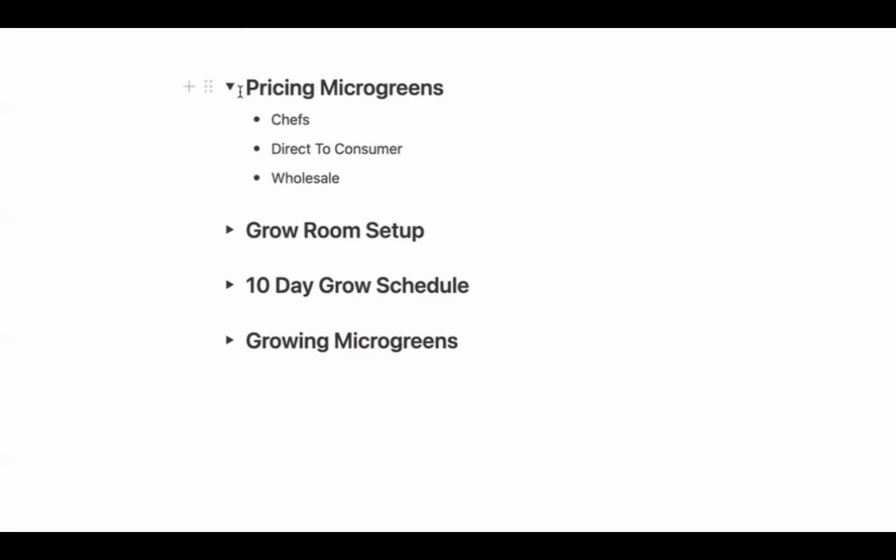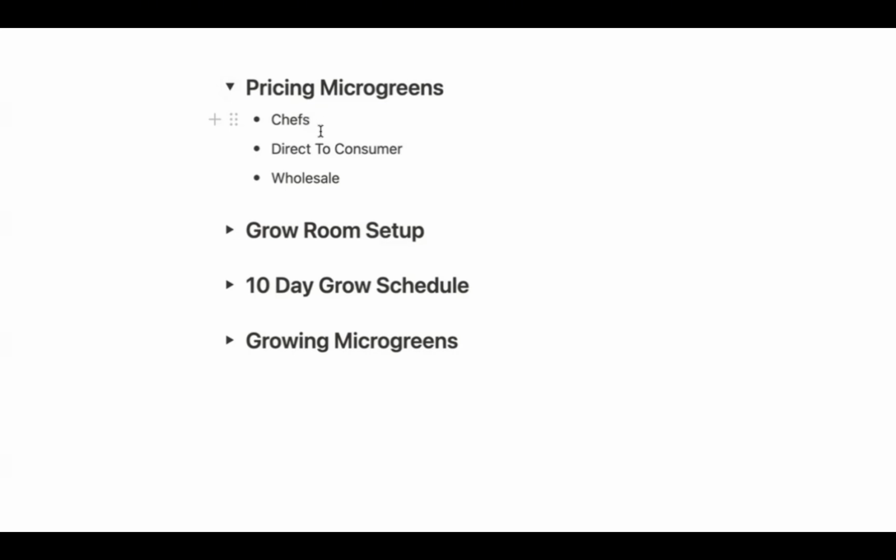All right, so pricing microgreens, I will include with the replays of this. Sorry, for pricing microgreens, I have a chef template that you guys can use. You can literally in Canva change the crops that you offer, change the prices if you want, drop your logo into the little drop zone, and you can have a price sheet in about 5 minutes.